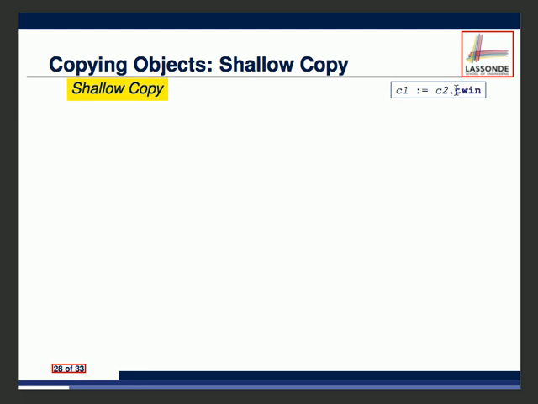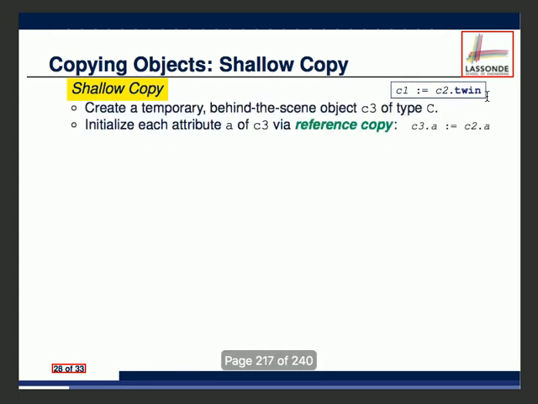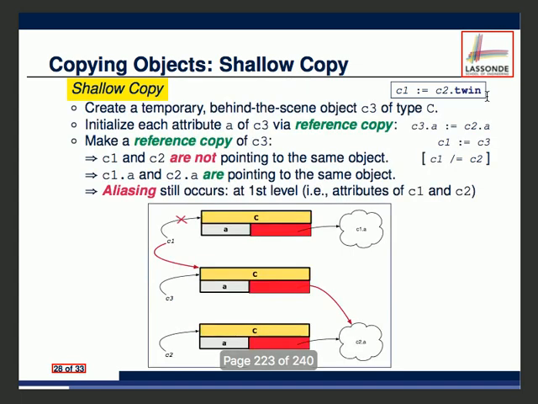Now if you say C1 equals C2.twin, what this will do, first of all, is create a brand new object that is independent from C1 and C2 implicitly. And then it is going to do some copy at the first level from C2, and then assign the reference of the new object into C1. Okay, let me show you some diagram here and I'll go over some points. Let's see the diagram first. So here, you can see there's an intermediate object called C3. This is what's done behind the scenes for you.